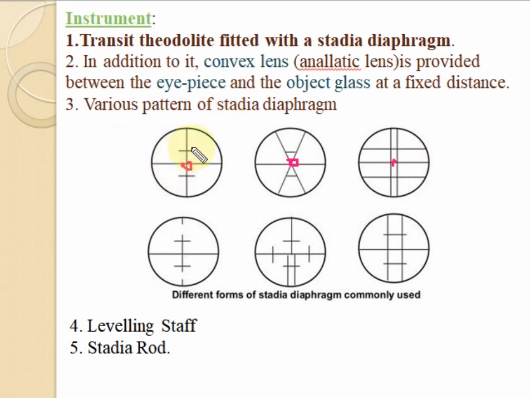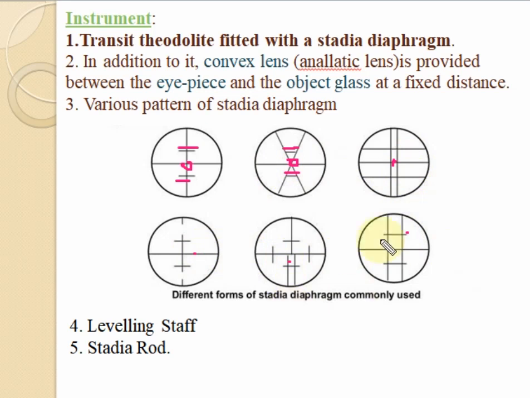So, this is the upper crosshair, this is the lower crosshair. In case of tachometry, you have to get the 3 readings over the staff. As we know, over the leveling staff you can take the 3 readings: upper crosshair reading, central crosshair reading, and lower crosshair reading. So, these transit theodolite stadia diaphragms are fitted. That is the different types. It may be these types or these types also.